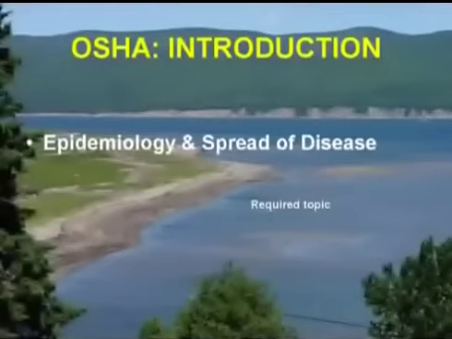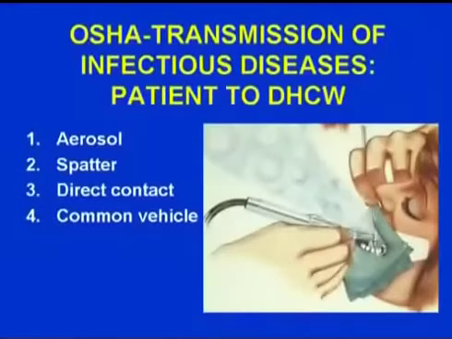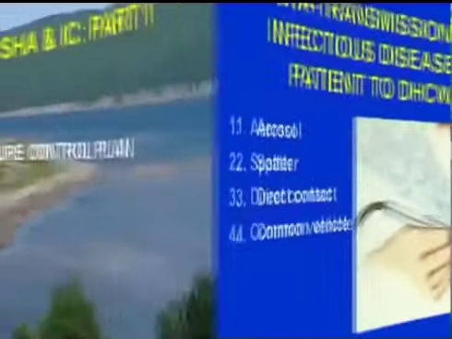And simply, there's four ways in which we're going to have transmission of infectious diseases. That is by aerosol, and remember that aerosol are suspended particles in the air, spatter, which is visible droplet formation, by directly contacting either saliva or blood or other contaminated materials, and a common vehicle, which would be a contaminated instrument tray or other item.